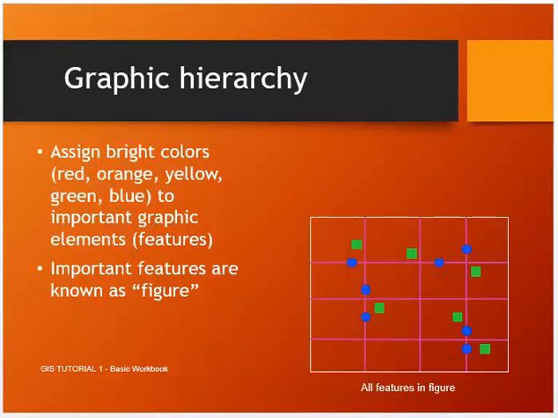So when you're building your maps, again, you want to put the most important bits of data, the data that tells the story, front and center. So you're going to assign bright colors, bold colors to these important elements. This is known as figure. When you read in the textbook about putting your features into the figure, that's what it's talking about. They're the ones that are getting the attention.